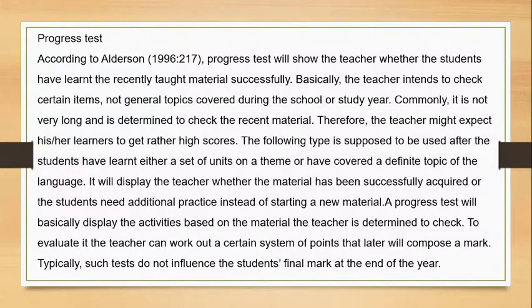This type is supposed to be used after the students have learned either a set of units or a theme or have covered a definite topic of language. It will display to the teachers whether the material has been successfully acquired or the students need additional practice instead of starting a new material. A progress test is a type of test that shows the progress of the students.